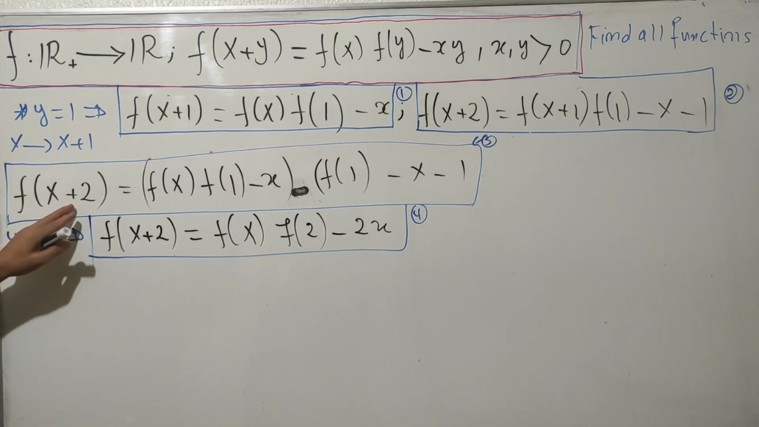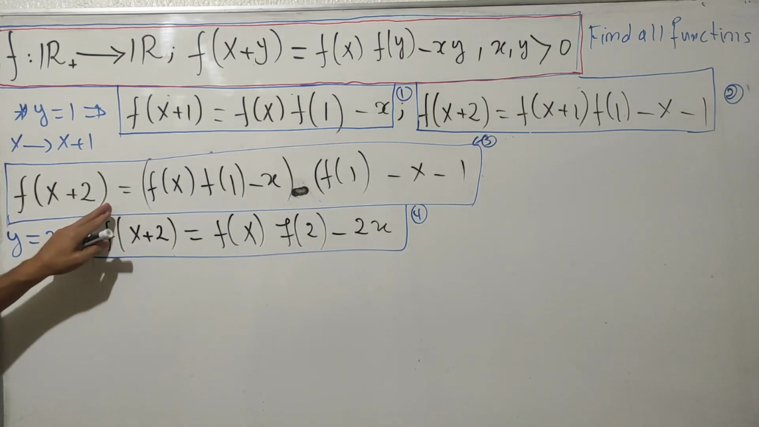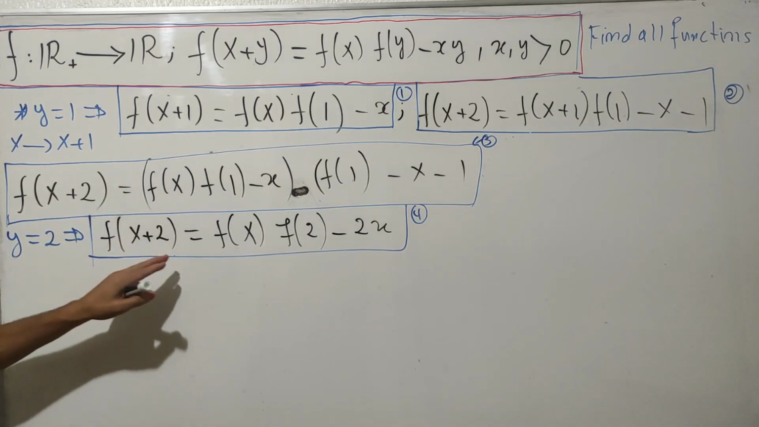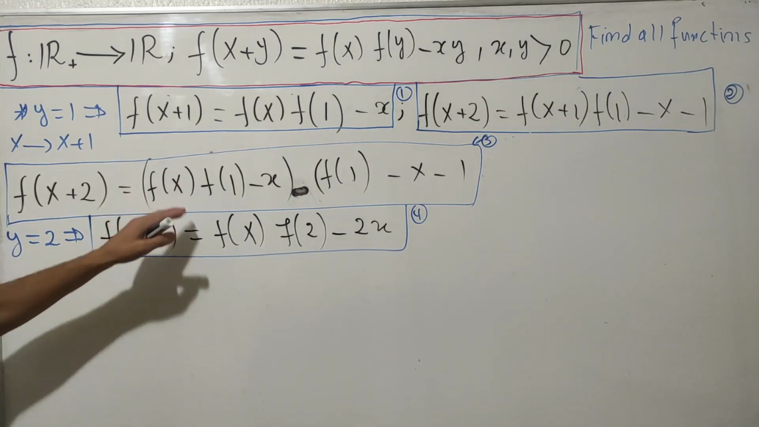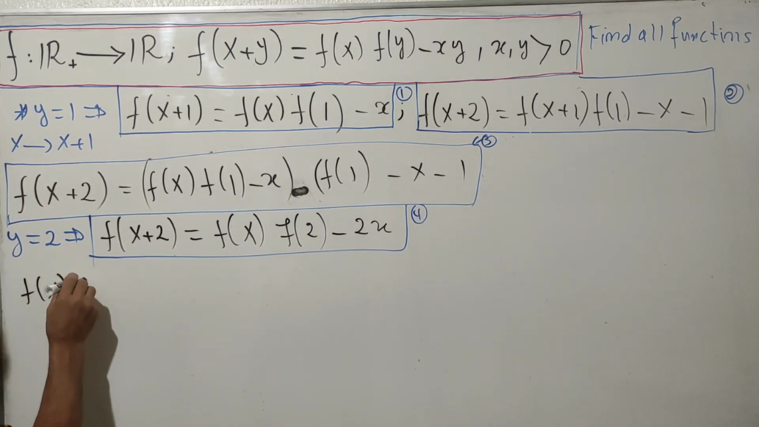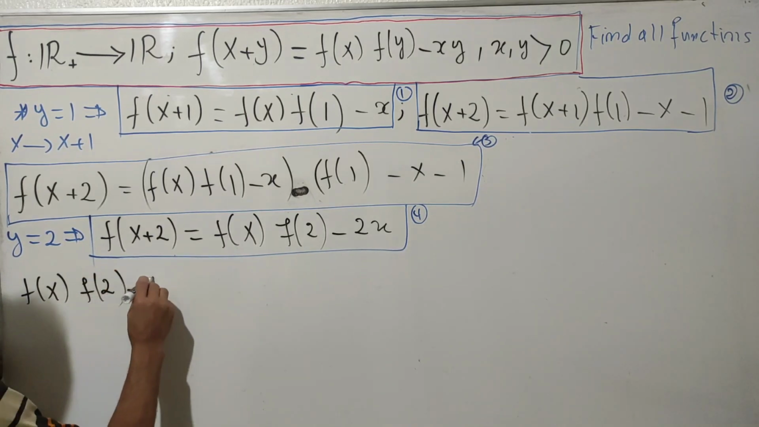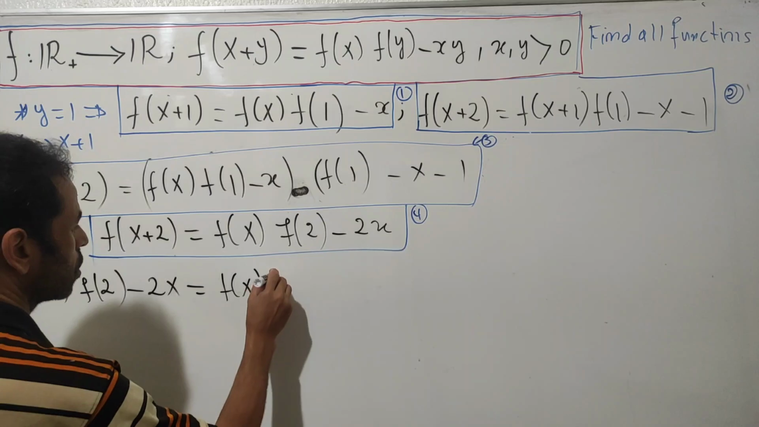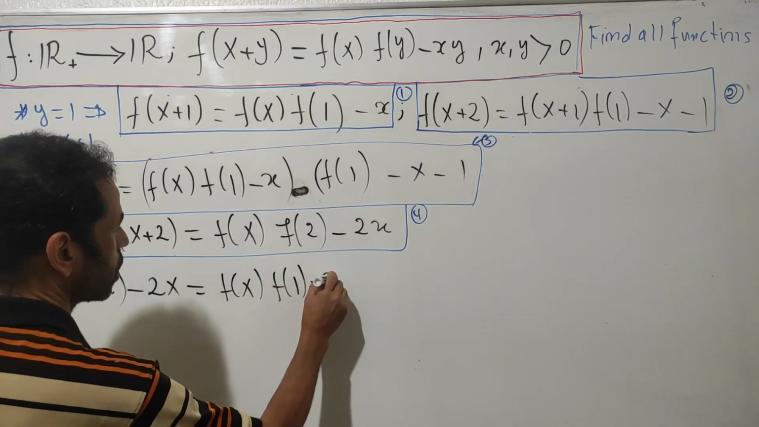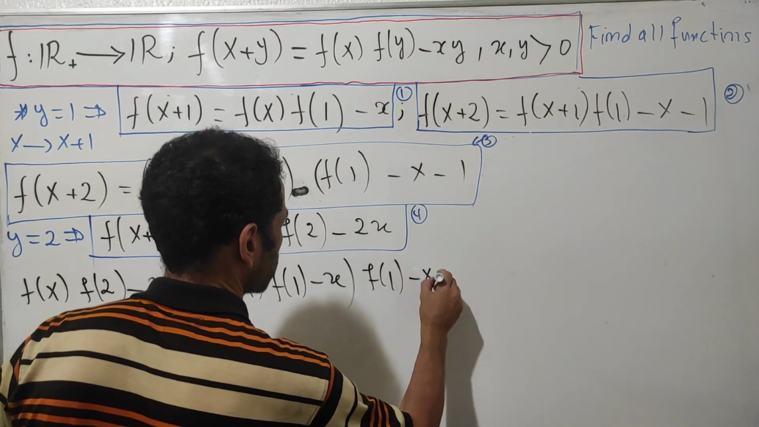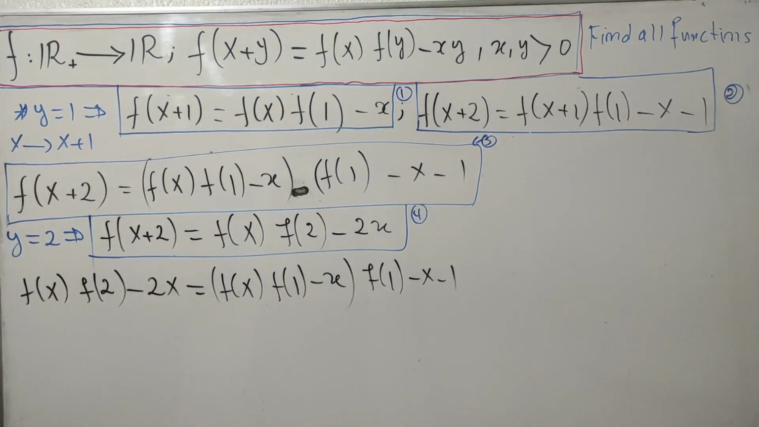So since we get f of x plus 2 in two equations, I'm going to get rid of it and leave the equation involving just f of x. So it's more simple here. So I get f of x multiplied by f of 2 minus 2x, which equals f of x multiplied by f of 1 minus x, all multiplied by f of 1 minus x minus 1. Okay, it's more clear.